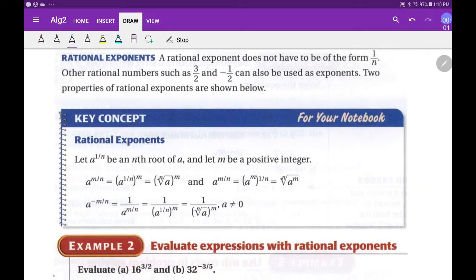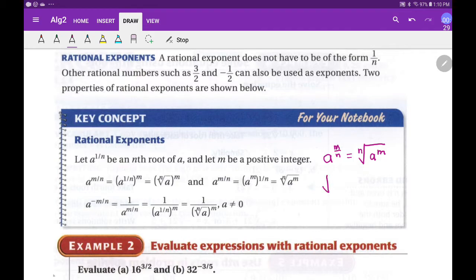Okay, the book goes in rather a roundabout way of how to say this, and they present different alternatives. But the main thing is, if I say a to the m over n, that means the n goes out in front, and the m stays in with the a. That's the main thing, okay? And now you have a choice. You can think of it like this.